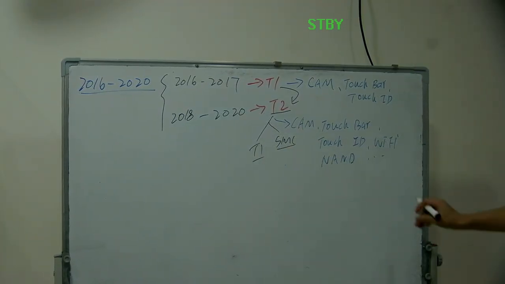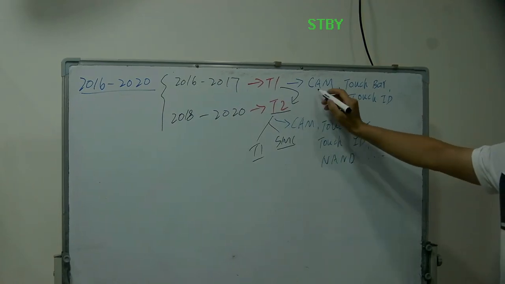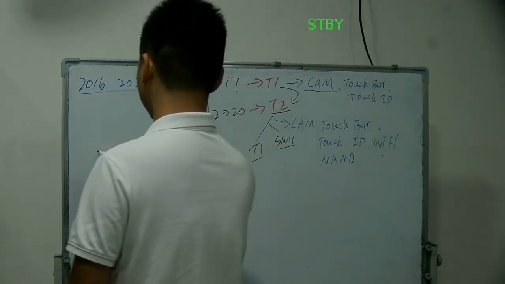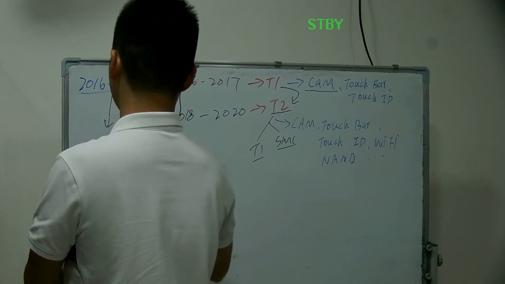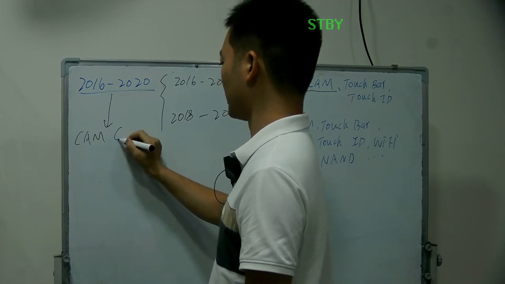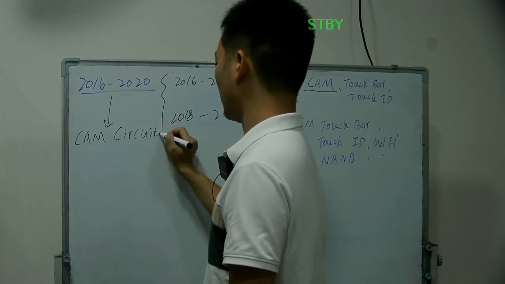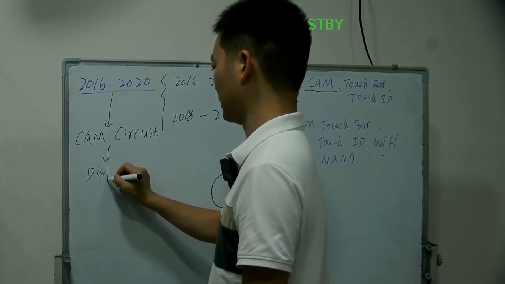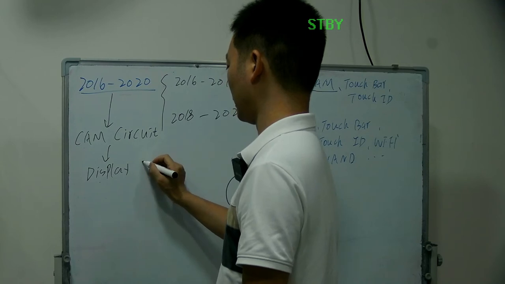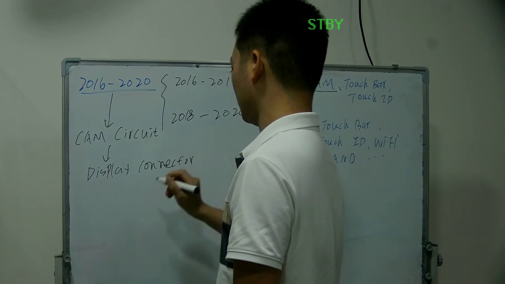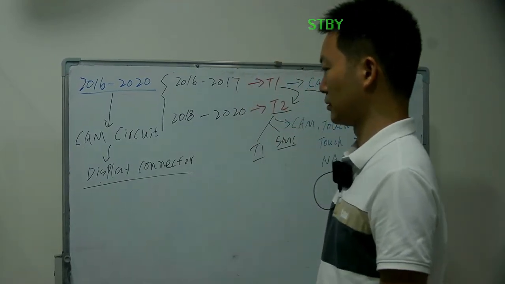So today we are talking about the camera not working, how to repair the camera not working. The first one: for 2016 to 2020, the camera socket is inside the display connector, the EDP display connector. This socket is inside the display connector.